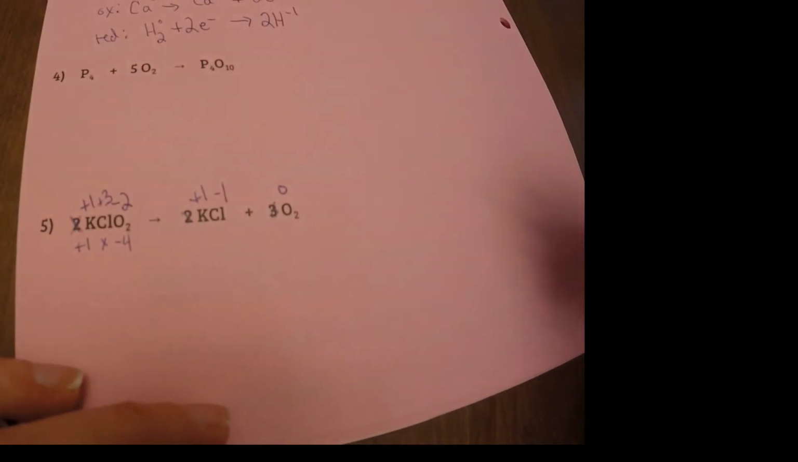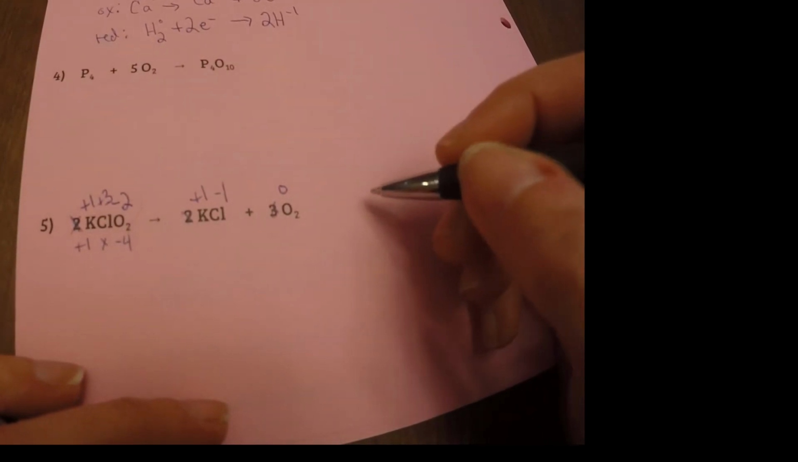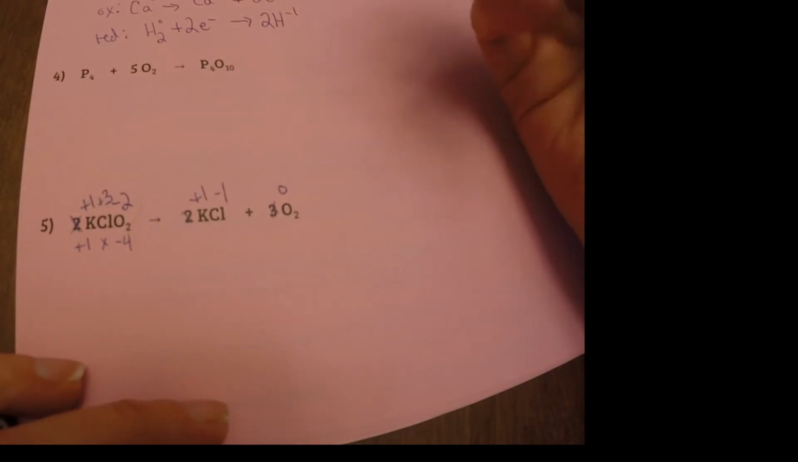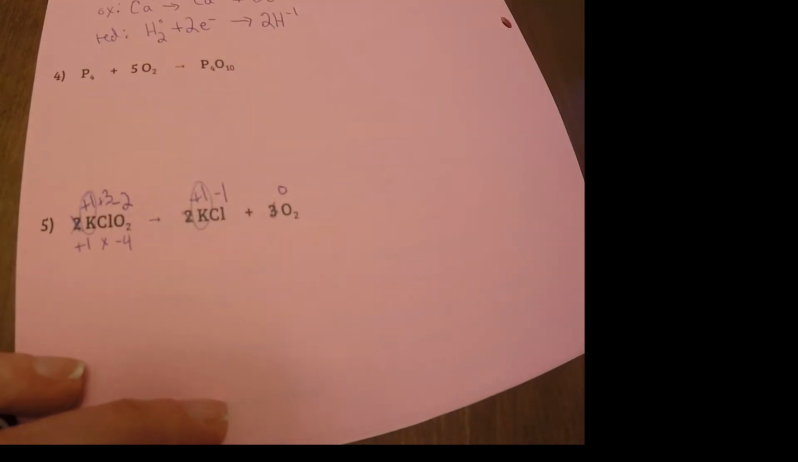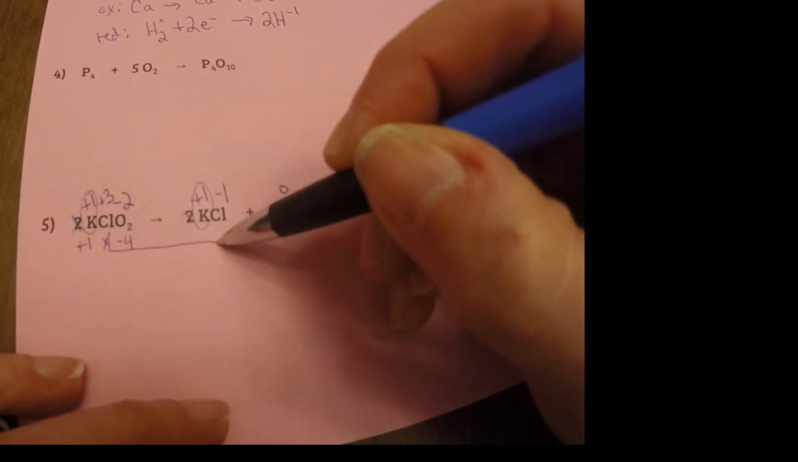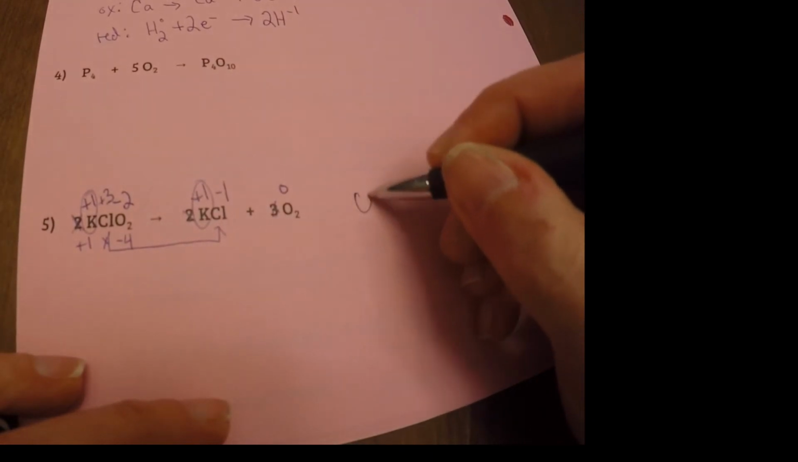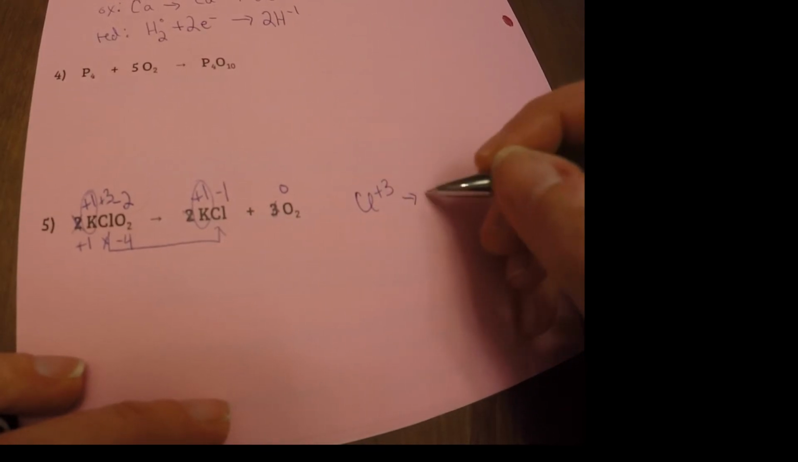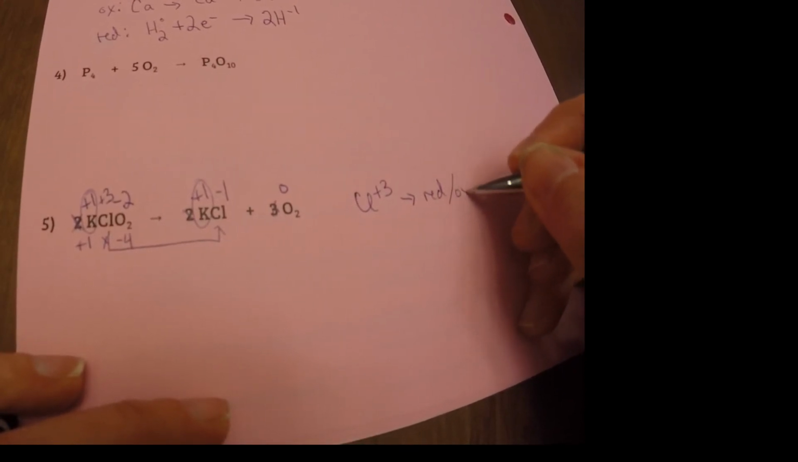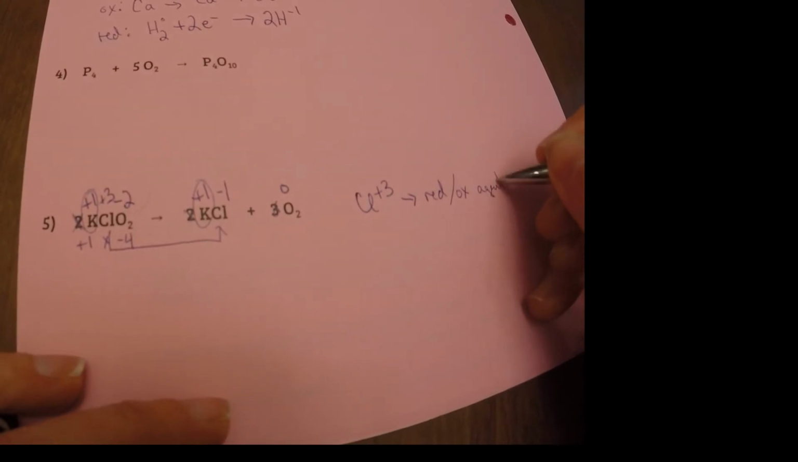So now when we try to figure out what's being oxidized and what's being reduced, potassium's charge doesn't change. He is called a spectator ion, so we can just ignore him. He doesn't change. Chlorine goes from +3 to -1. That's going down. He's being reduced. So he is the oxidizing agent.